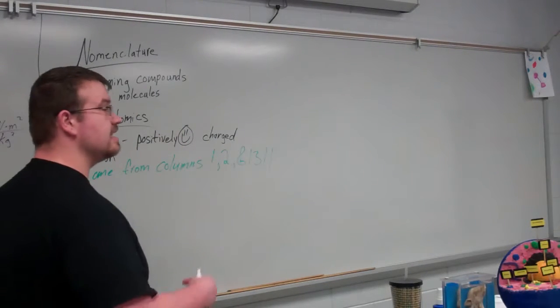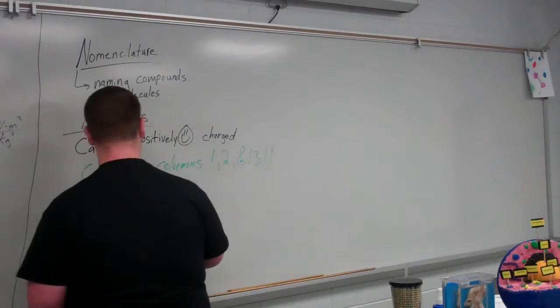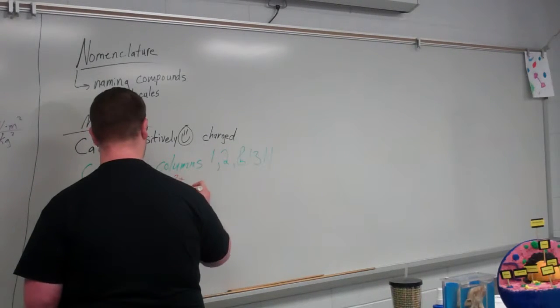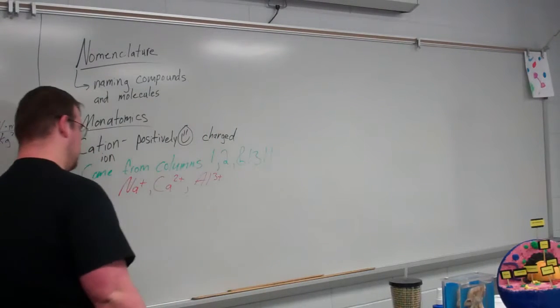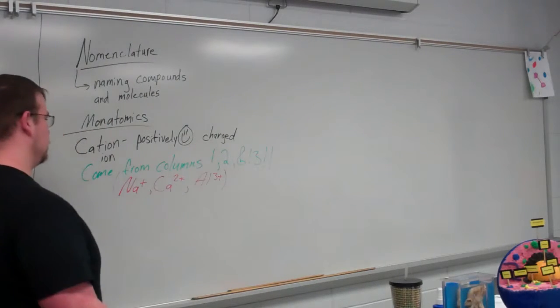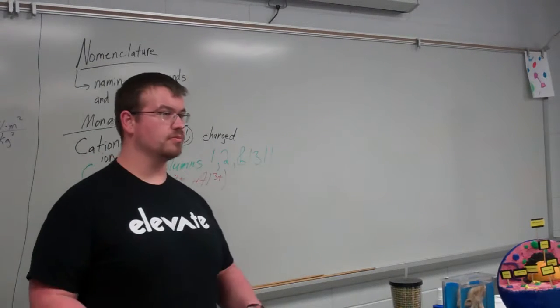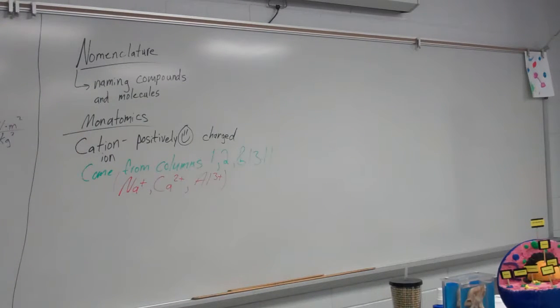Some examples of these, you've seen them before. Once I start giving them to you, you'll see what I'm talking about. So we have a sodium ion, calcium ion. And we use aluminum since it's sitting there. Those are just the different ones. So pretty much anything that comes from column 1, column 2, or column 13. And why is that? Why do they form cations?